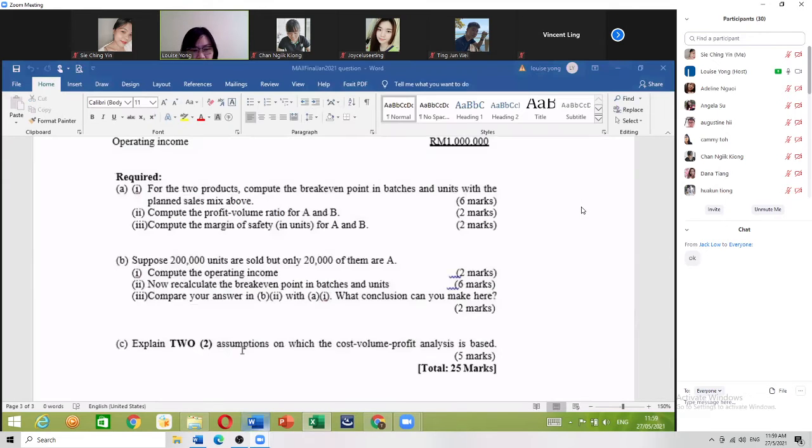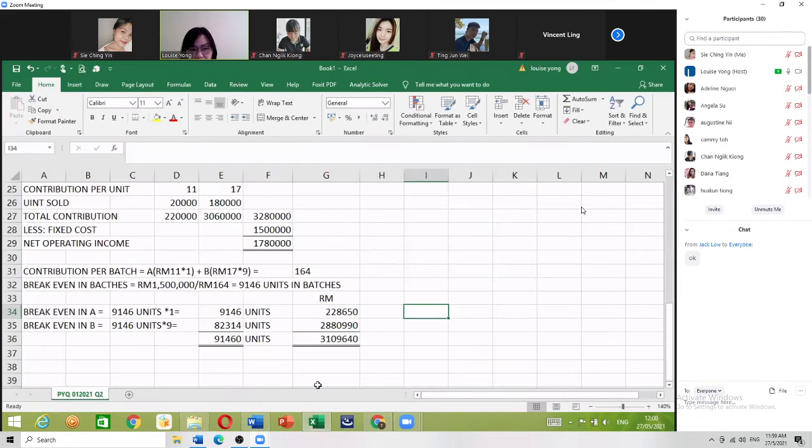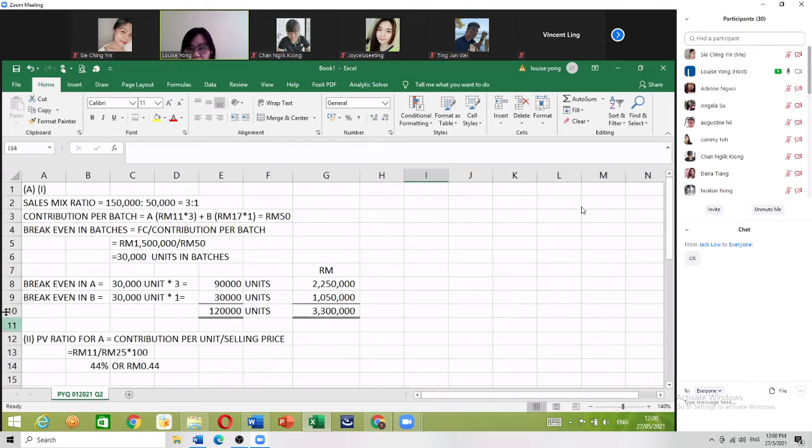Okay, so last one, they ask you to comment. Compare your answer in part B 2 and A 1. So what is your conclusion you can make here? Okay, if your ratio changes to 1 to 9, then you break even very quickly, right? You sell 91,460 units and you start to break even, or when your sales reach 3.1 million. But for part A, how many units do you need to break even? 120 thousand, and your sales must reach 3.3 million to break even. So which method will break even faster?